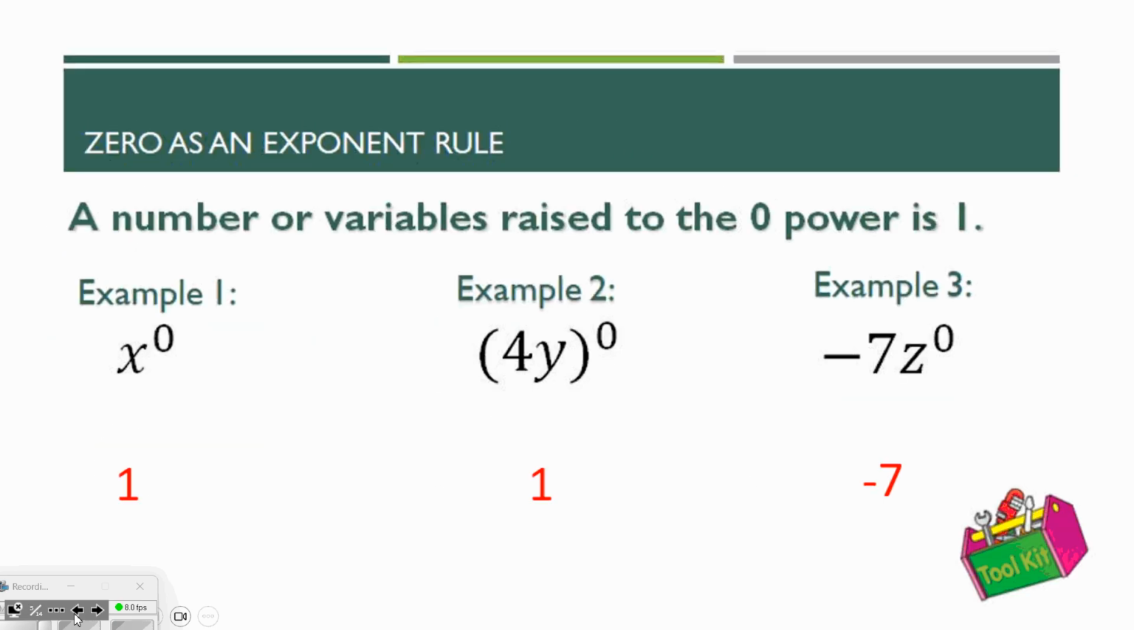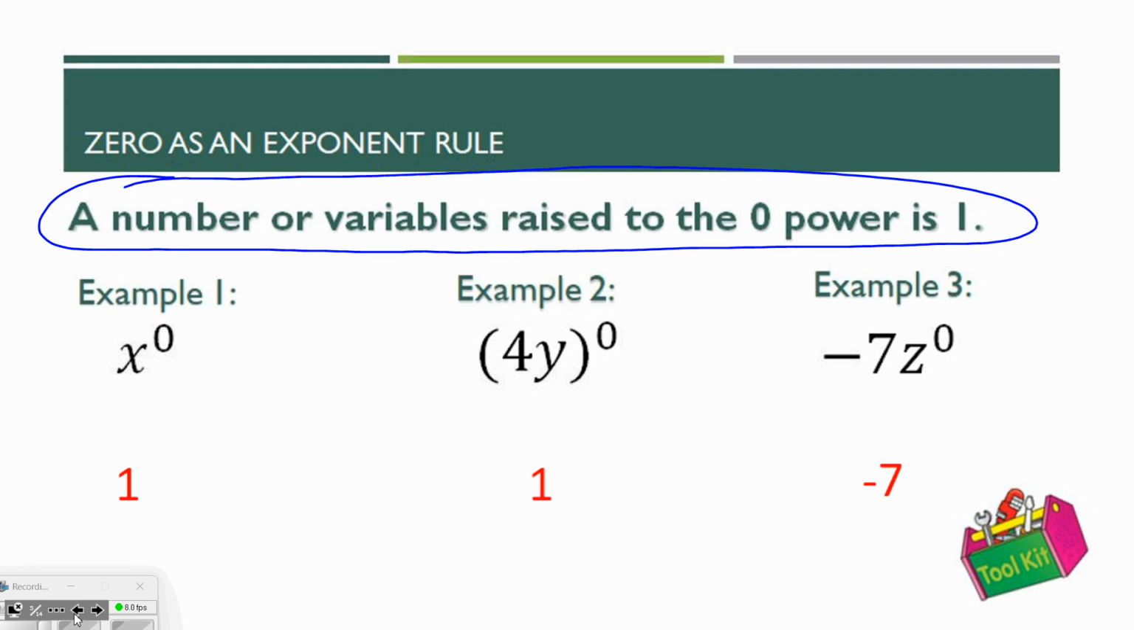So let's look at some examples. And this is our rule right here. Let me circle this for you. Any number or variable raised to the 0 power is always 1. So this is our rule. You can pause the video and copy this rule down. And then I have some examples for you as well, and I want to talk to you about them.